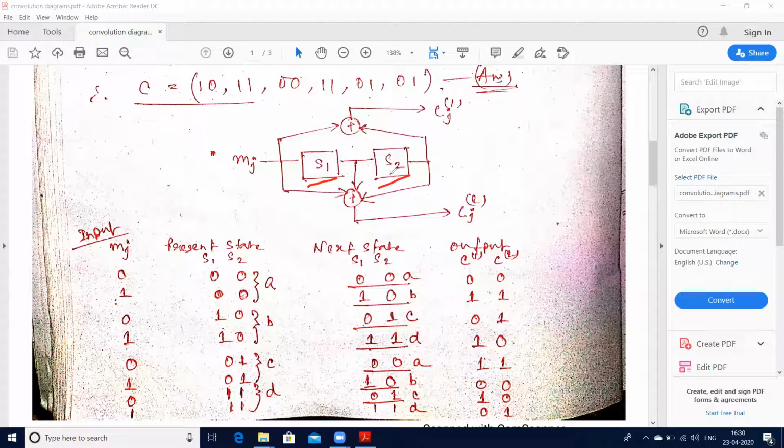So the possible combinations of the states of the delays will be 4: 0, 0, 0, 1, 1, 0, and 1, 1. Okay. So there will be 4 possible states of the delays. Okay. So this is the present state.